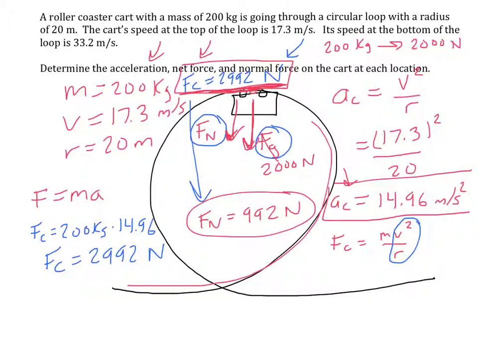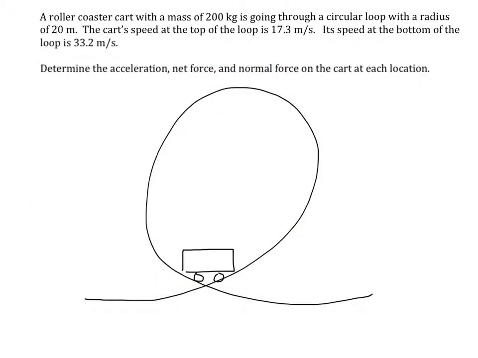So the bottom line is the centripetal force is a combination of these two forces. Now we're going to look at the bottom of the loop. I've deleted everything else because it was getting in the way. So now we're at the bottom of the cart, and we say what forces are acting on the cart here. Once again, there's a gravitational force, and that always points downward.